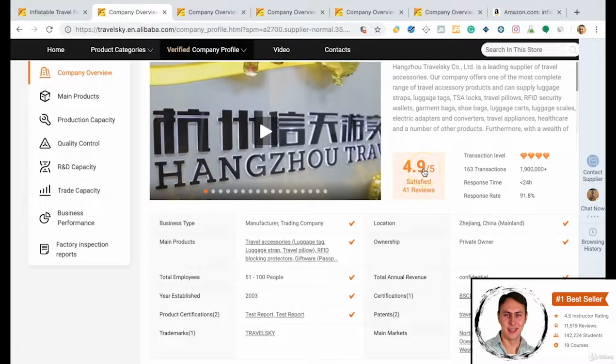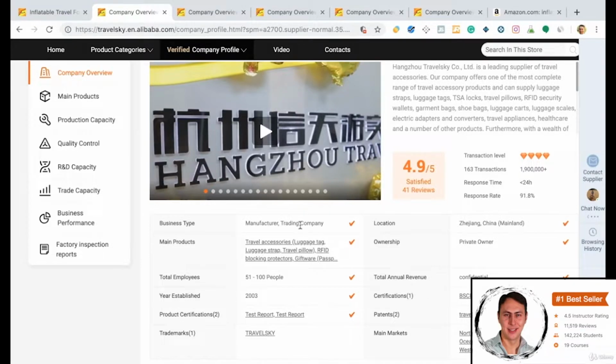Here is the business type. For this company, it is manufacturer, trader company. There must be two different possibilities. It must be either manufacturer or trader. Trader means a company that supplies products from a manufacturer and sells them to you. It is better for us to contact a manufacturer, not a trader.